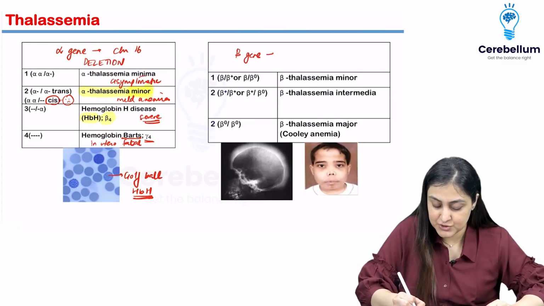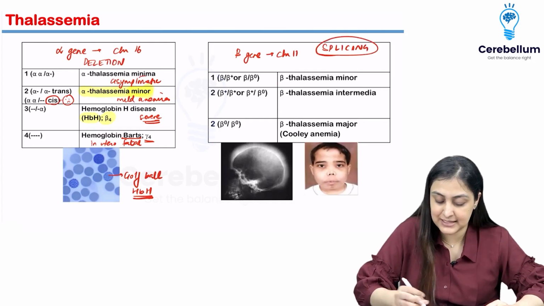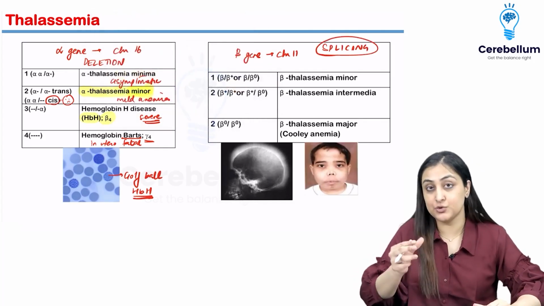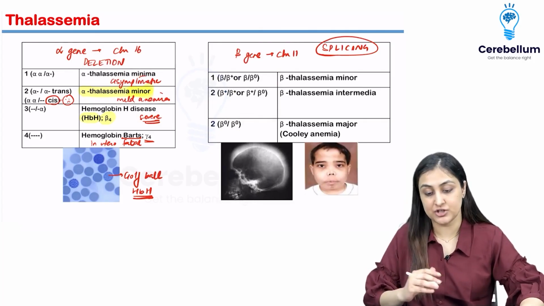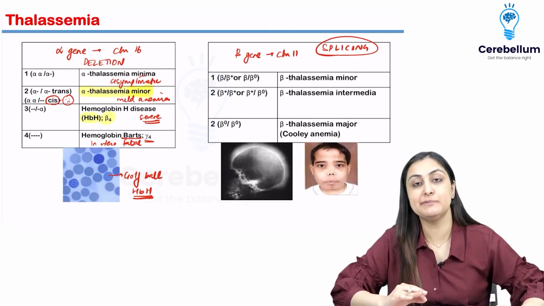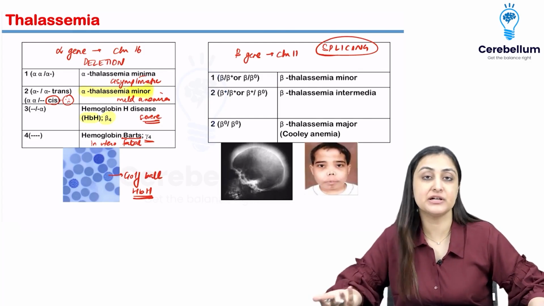So the beta gene is coded on chromosome 11, and what you have here are splicing mutations. We have studied splicing in biochemistry, where you remove the introns. So during that you have a splice site mutation. There are a lot of splicing mutations, a lot of variants of these genetic defects, and they can ask you a difficult question in names.